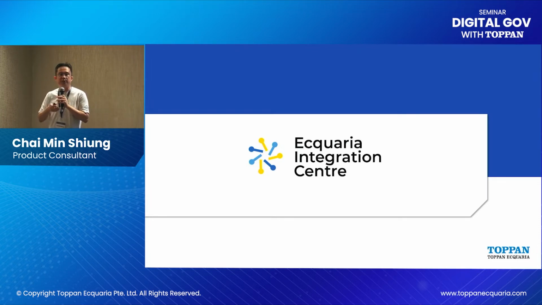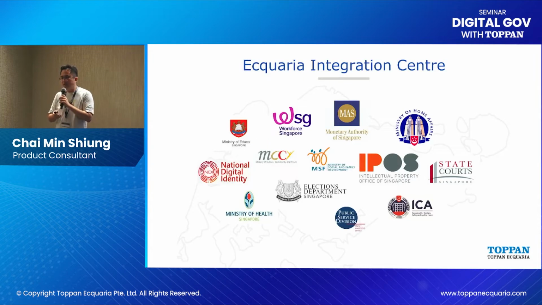This is one of our products that can simplify your integration and speed up your integration efforts of all your government digital services. So, like we say, EIC has been deployed in several agencies already as part of the integration efforts such as MOH, MAS, and state courts.